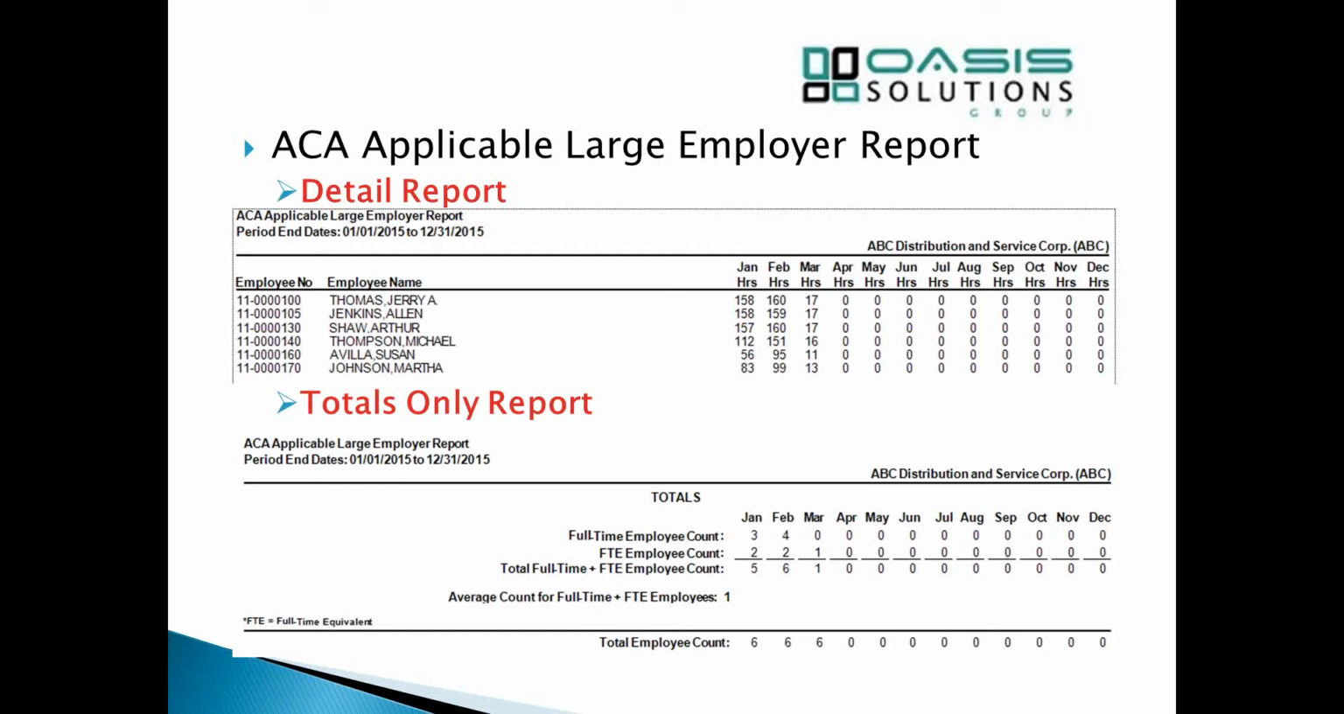So if I look at the January information in the detail, I see only 3 employees that have 130 or more hours for that month. So that's where the 3 is coming from. Then the full-time equivalent count is 2.